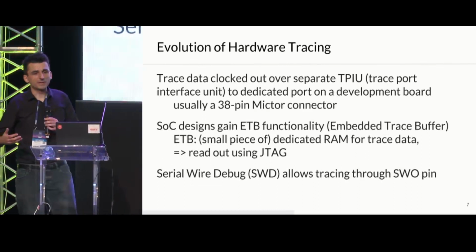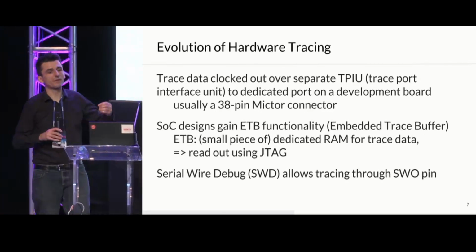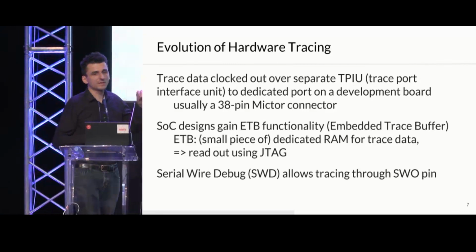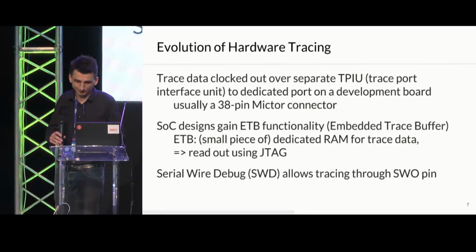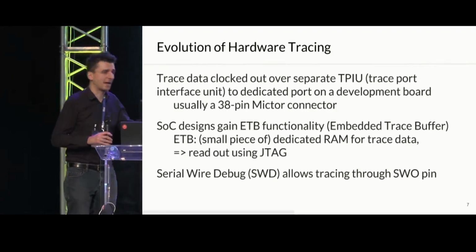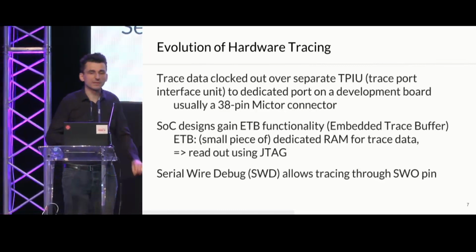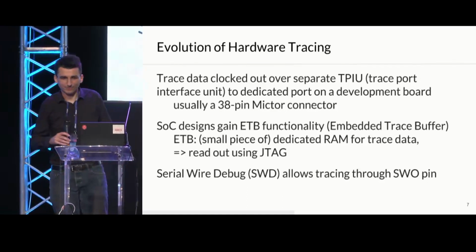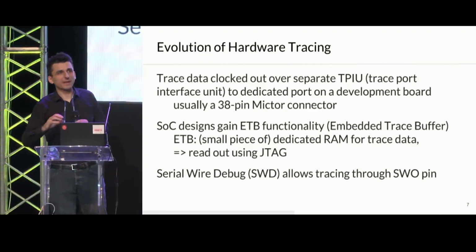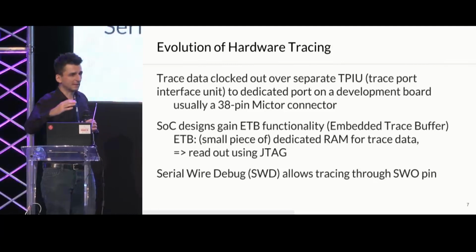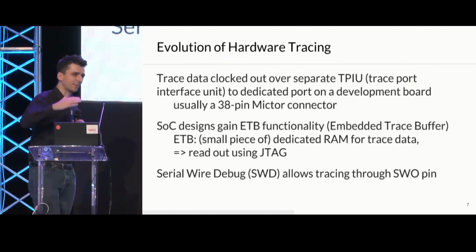So the evolution of hardware tracing is that in embedded development, you used to have separate TPIUs. These are trace port interface units that connected to a dedicated port on your development board, and then you would have trace data clocked out. For this, you usually have a 30-pin interface, the so-called MICTOR connector. These things are stupid expensive, like silly cables. And the problem is that once you start increasing the clock speed, the synchronous clocking out of things becomes a little delicate.